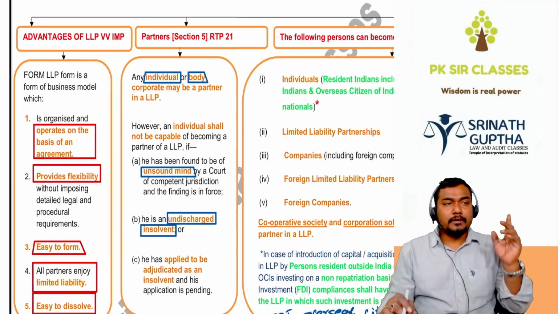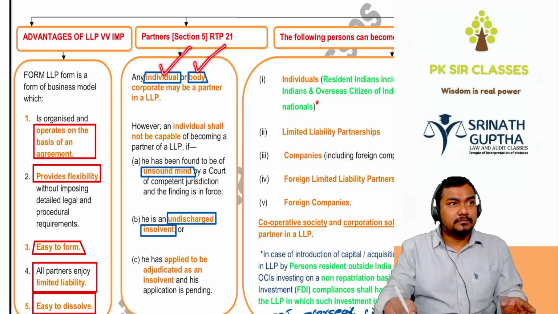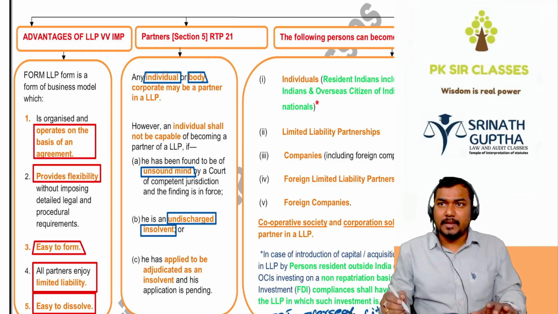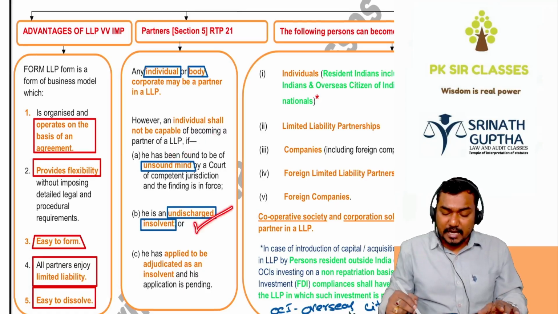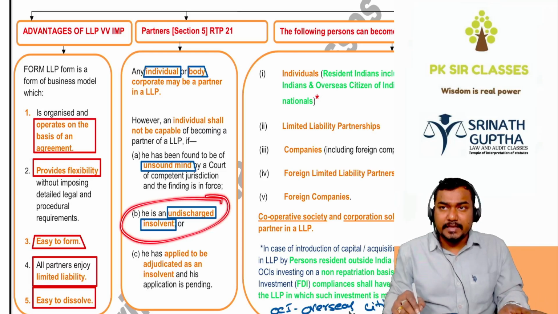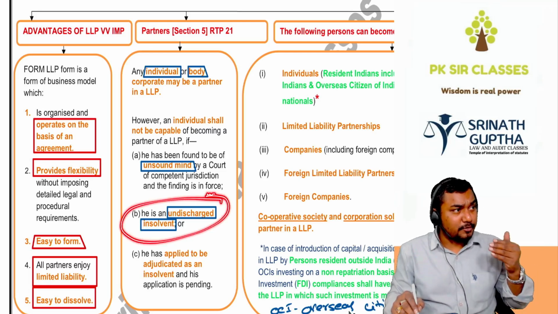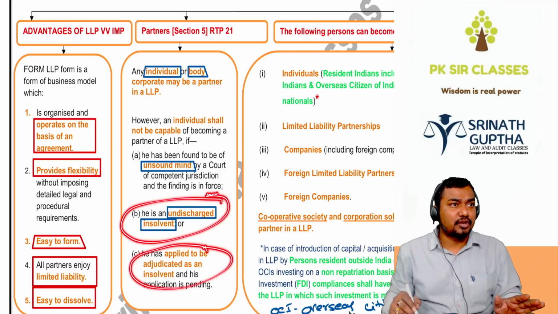Partners. So who can become a partner? A partner may be an individual, a partner may be a body corporate, but a natural person cannot become a partner if he is an undischarged insolvent, that is, one the court has declared insolvent. If proceedings are going on and he has only made an application but not yet been declared insolvent, he can still become a partner.